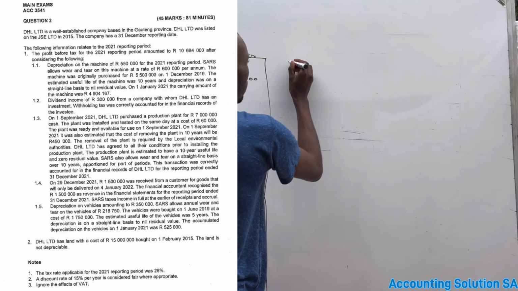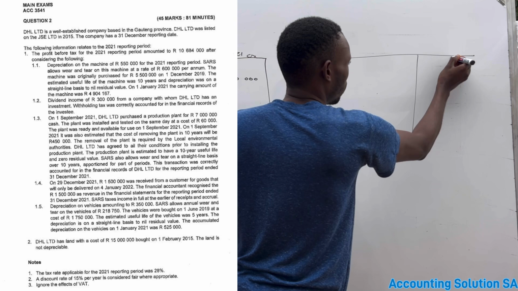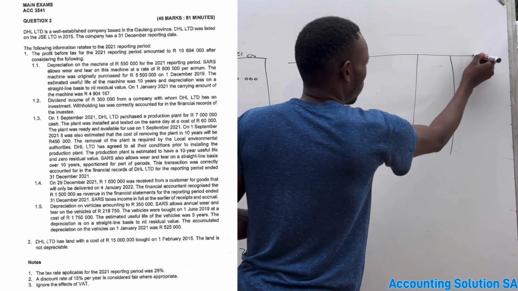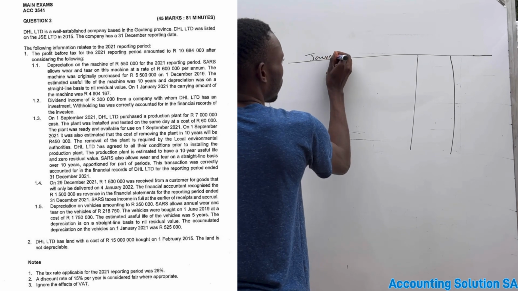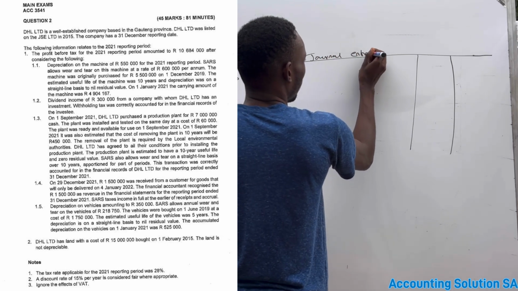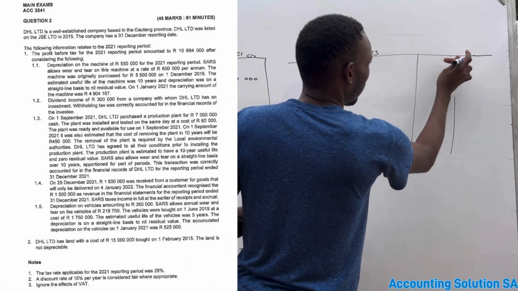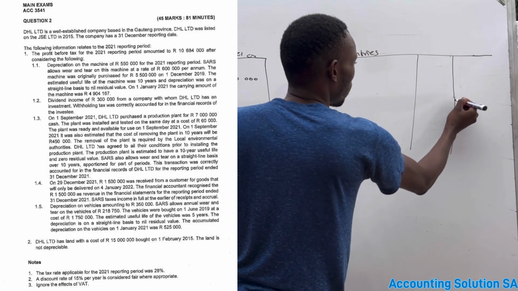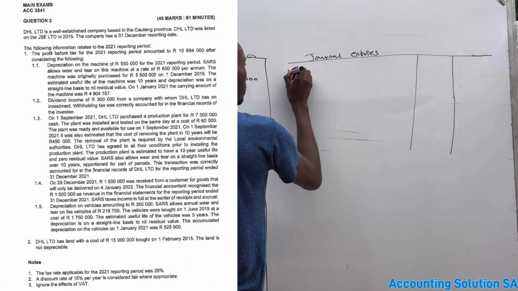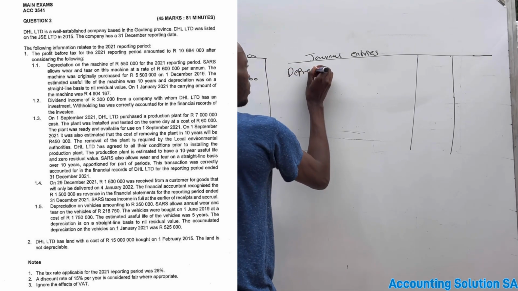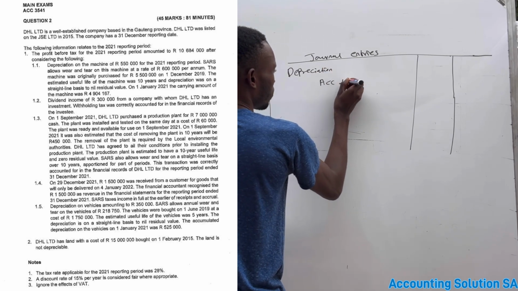Okay, we need to account for depreciation now. Then we have our journal entry, and this is how we are going to do it. The following one is a depreciation, where we are going to debit depreciation, and we're going to have accumulated depreciation.